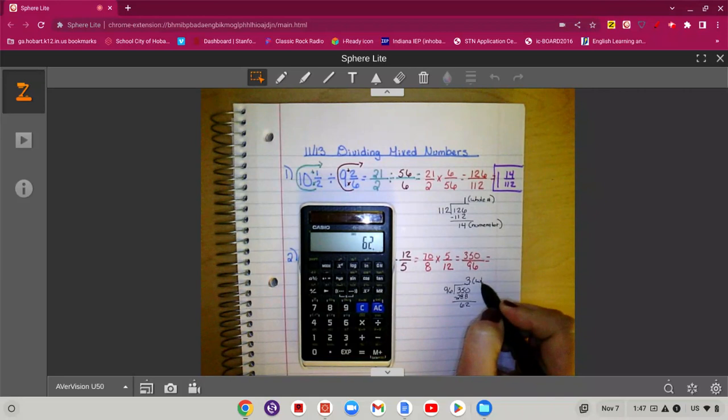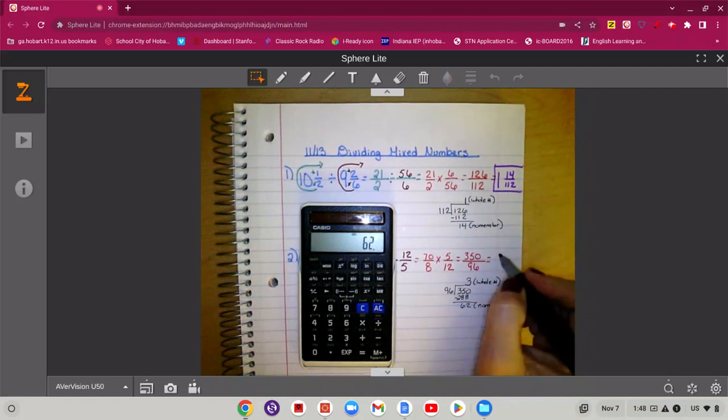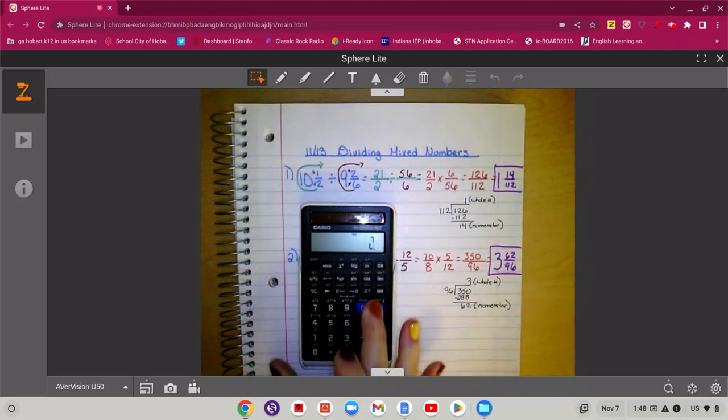So whole number and numerator. So your answer would end up being 3 and 62/96. And again, you do not have to reduce.